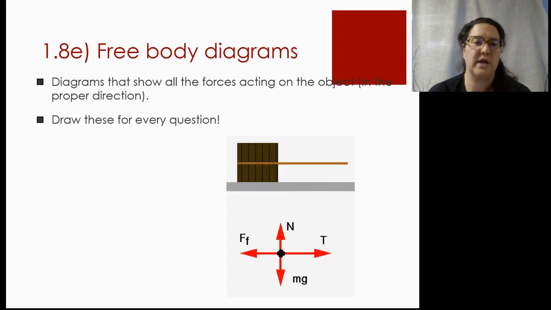When you're given an object, one thing that you can do is draw a free body diagram. This shows all the forces acting on an object in the proper direction. The force of friction will draw an object backwards, the force of gravity will pull an object downwards, and the tension on the rope will take that object forward. So you can draw these for all the questions to determine your positive and negative forces on an object.